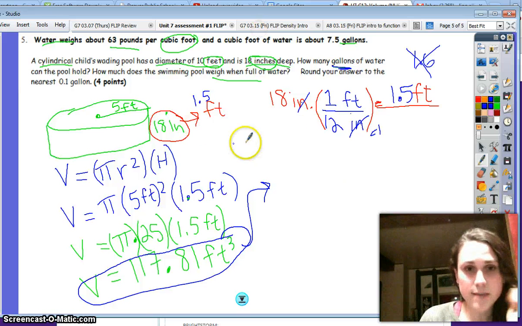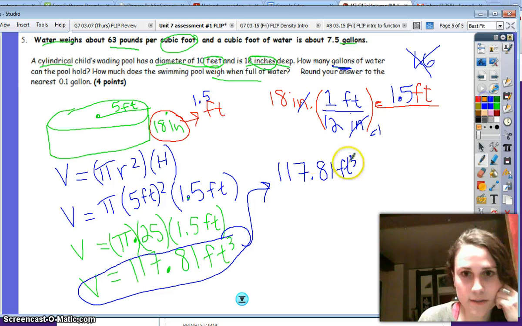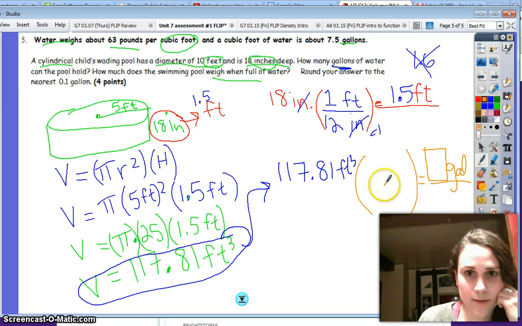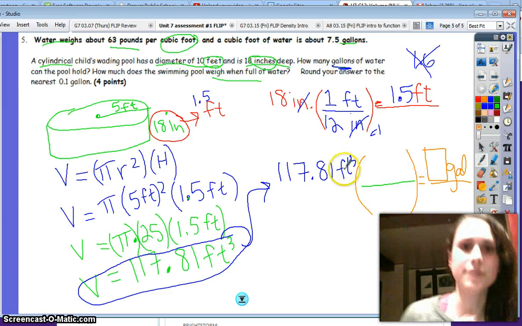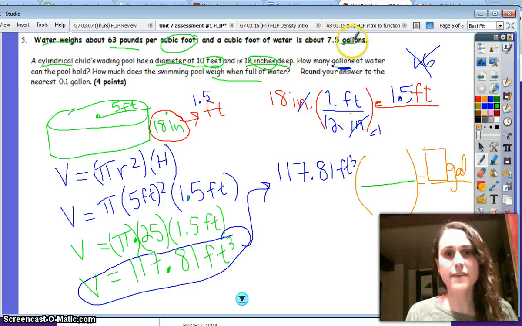Okay, but we're only finding gallons, not half gallons. So I'm going to do the same dimensional analysis, or unit conversion. I'm going to take 117.81 feet cubed. I need to multiply this by some conversion factor of 1 to get a final answer in gallons. So I need to find this value right here. How are gallons and cubic feet related? Well, it tells me up here. It says a cubic foot of water is about 7.5 gallons.